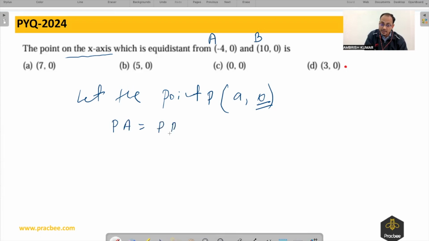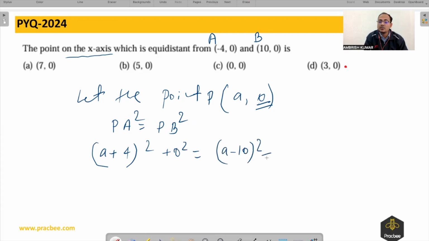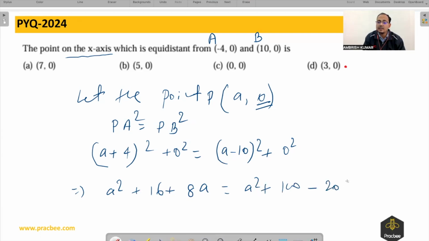If PA and PB are equal, their squares are also equal. Now apply the distance formula. (a + 4) whole square plus 0 square equals (a - 10) whole square plus 0 square. Just use the formula (a + b) whole square. It's going to be a square plus 16 plus 8a equals a square plus 100 minus 20a. Now see, a square you can cancel.